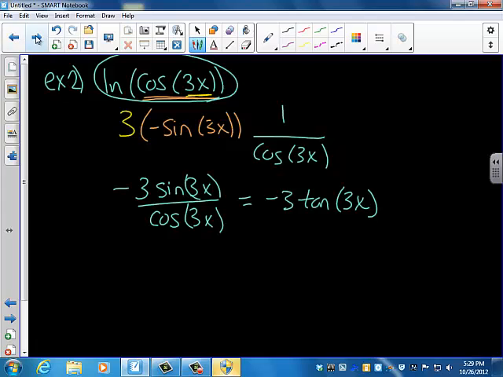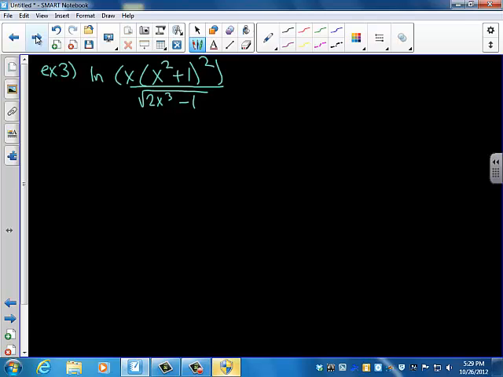Okay, next problem. Let's look at one more example using logarithms. This one you will actually have to use log properties to separate them out. So example 3 is ln of x times x squared plus 1 squared, all divided by the square root of 2x cubed minus 1.